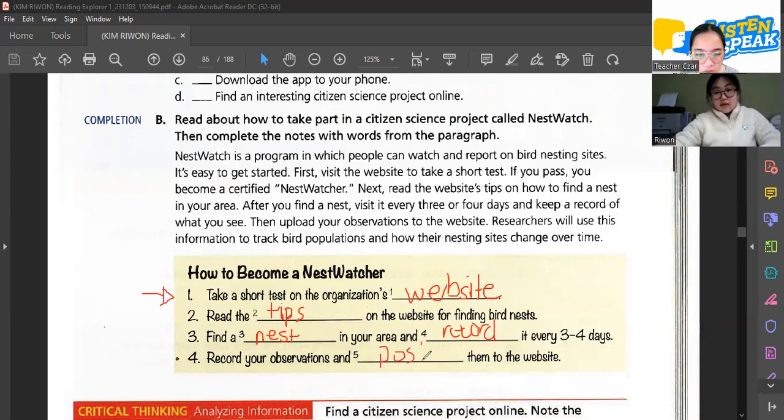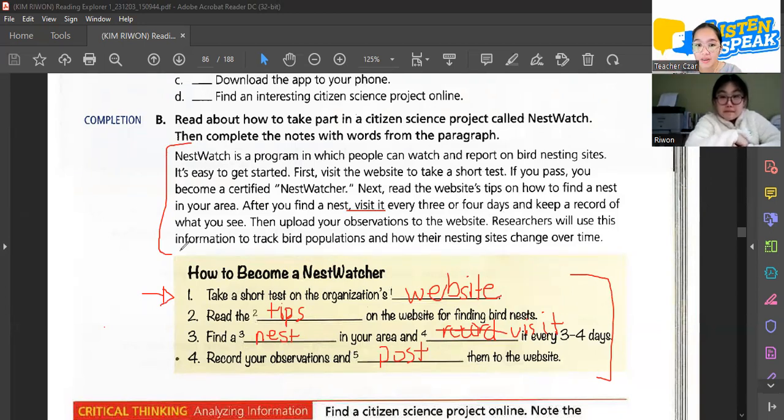Okay. So here in number 4, you need to visit. Okay, you need to visit it every 3 to 4 days. So this one is an example of sequencing by number. But this one is the sequencing in a paragraph. Because as you can see, they use sequencing words, like first, next, after, then, and so on.